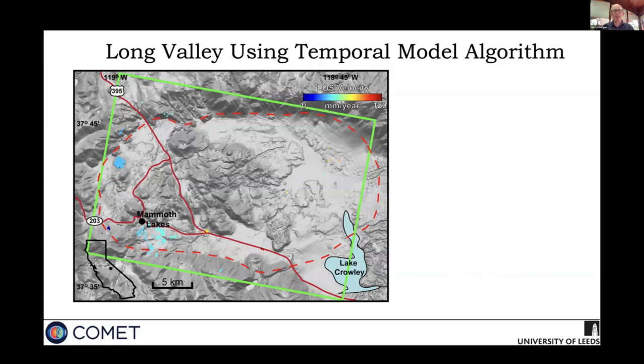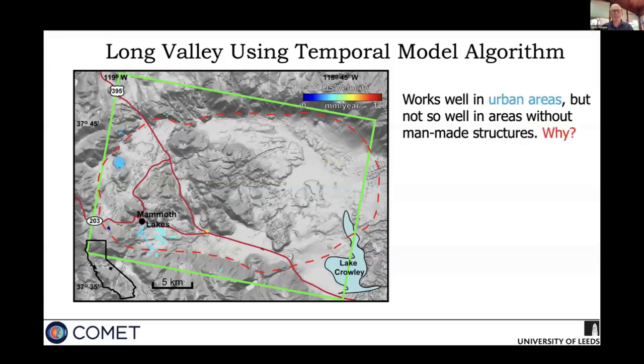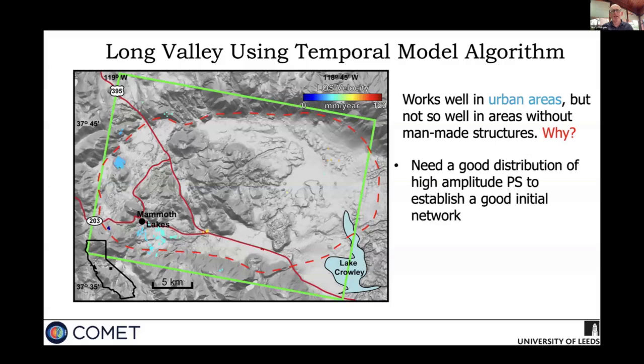And actually, I knew the deformation was more in the center of this caldera. So these results were not useful. So PS in general works well in urban areas and not in rural areas. And why is this?